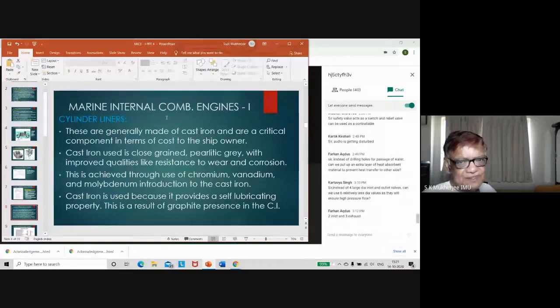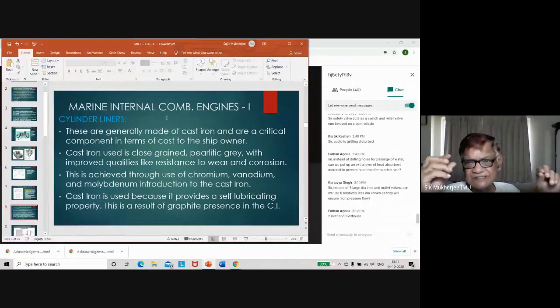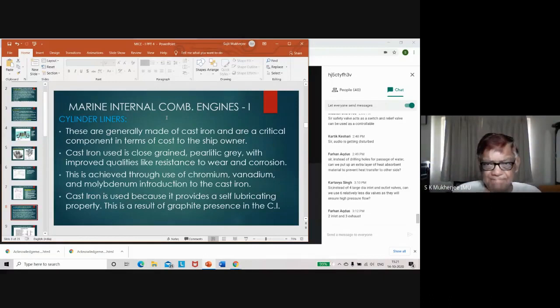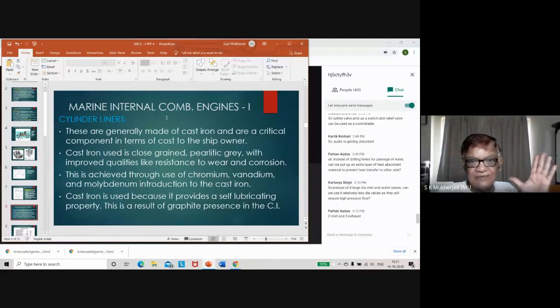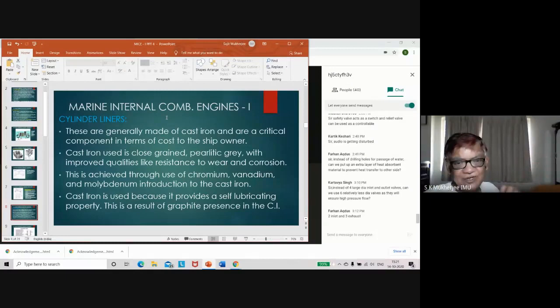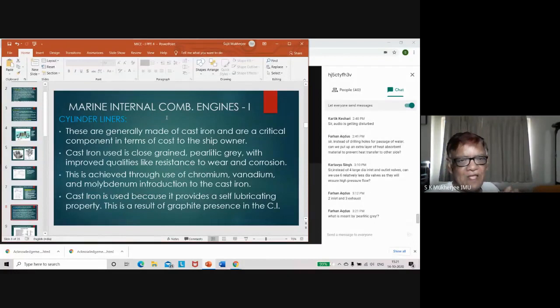This property of resistance to corrosion is achieved through the introduction of chromium, vanadium, and molybdenum into the cast iron. That means when the cast iron is in the molten condition, they mix in vanadium, molybdenum, and chromium. So this gives the property of resistance to wear and at the same time resistance to oxidation. It helps reduce oxidation. It means rusting. Okay.